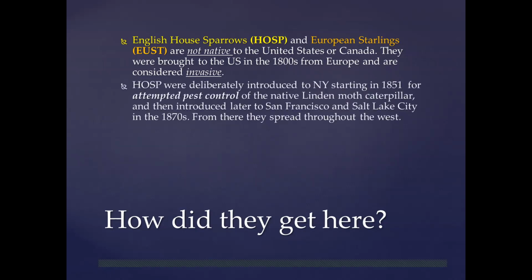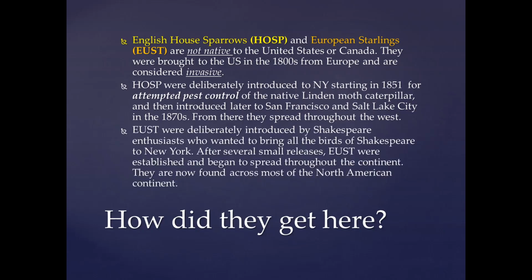HOSP, or house sparrows, were deliberately introduced to New York starting in 1851, and this was for attempted pest control. I say attempted because it didn't work, but we'll talk about that a little later. Folks were hoping that they would control the linden moth caterpillar, which at the time was defoliating a lot of trees in New York. And then later on, house sparrows were introduced to San Francisco and Salt Lake City in the 1870s. So we're talking about just the 1800s. They were introduced, and you'll see now how much they have spread and how much territory they cover.